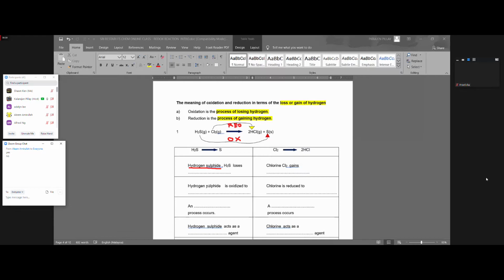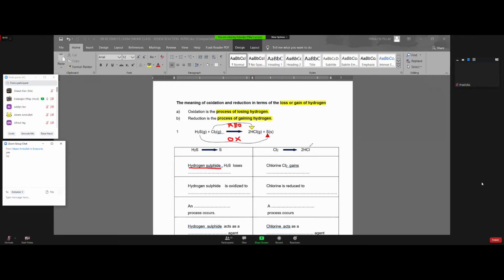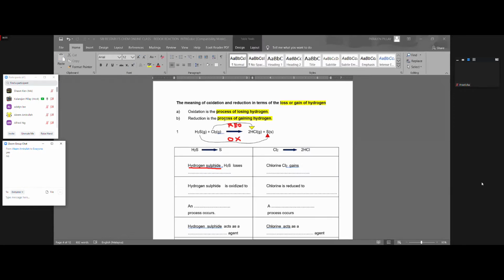If it loses hydrogen, this is oxidation. So hydrogen sulfide is oxidized to sulfur. Write in words. S is sulfur. Hydrogen sulfide is oxidized to sulfur. Cl2, chlorine, we know it's reduction because it has gained hydrogen. So chlorine is reduced to hydrogen chloride.